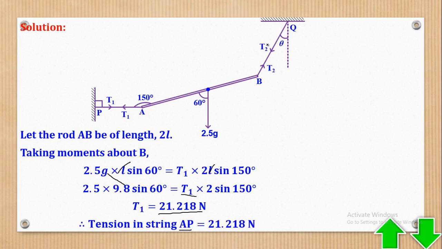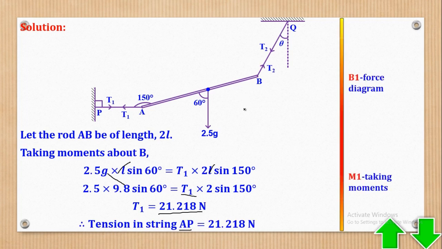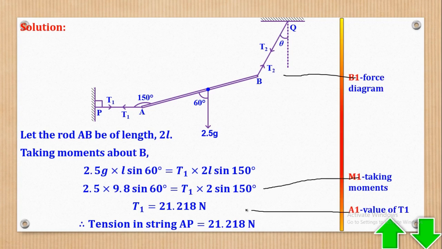We are left with the tension in string BQ. Now before we get the tension in string BQ, let's see how marks can be awarded for this slide. So B1 for the correct force diagram drawn using a ruler, M1 for taking moments, A1 for the value of T1.